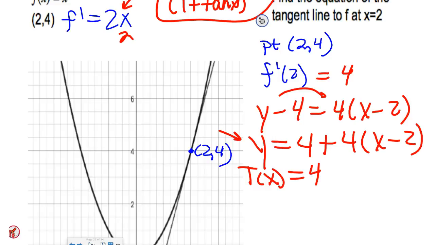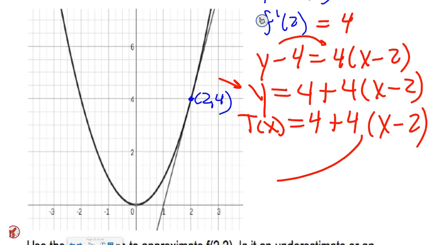This is f of c plus f prime of c times x minus c. But we didn't memorize that, and don't. Do you see the power of being able to create it? You don't have to worry about clogging your brain with any sort of a formula. So this line right here has that equation. All the y values on the line can be found. That will approximate what's happening on f as long as you stay pretty close to 2.